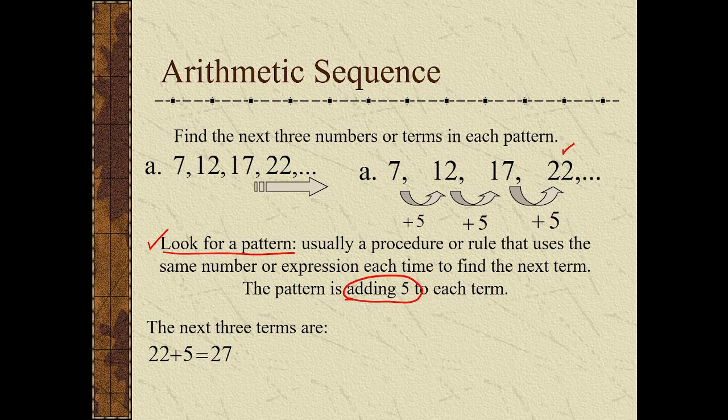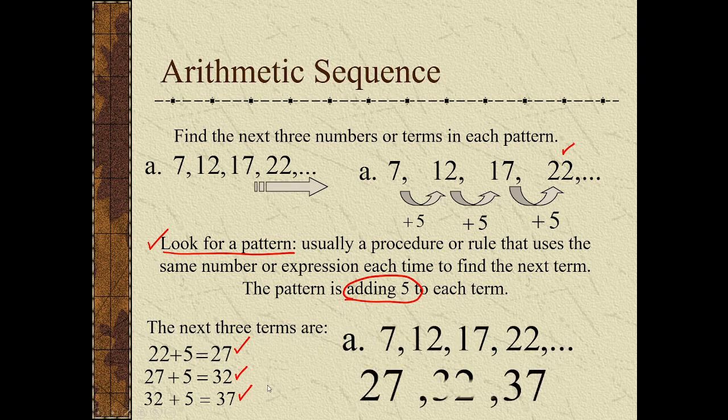There you go. Then 27 plus 5 is 32. There you have it. And lastly, 32 plus 5 is 37. Therefore, the next 3 terms are 27, 32, and 37.